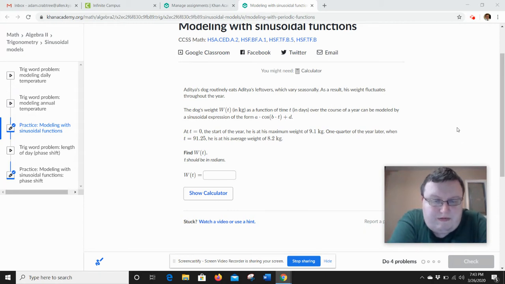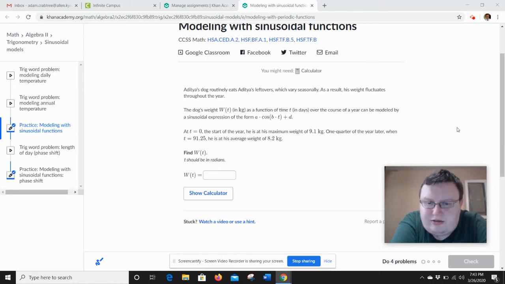Adidas, and I don't know if I'm saying that name right or not, but forgive me if I'm not. Adidas' dog routinely eats Adidas leftovers, which varies seasonally. As a result, his weight fluctuates throughout the year. The dog's weight, W of T, in kilograms as a function of time in days over the course of a year can be modeled by a sinusoidal expression of the form A times cosine of BT plus D.